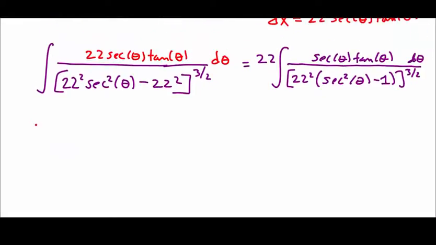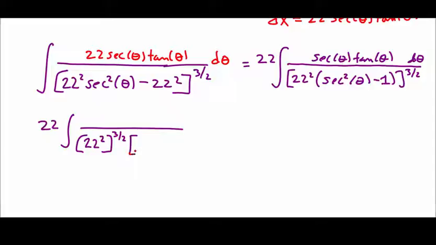Okay, simplifying. I have my 22 out front. Now this denominator, I have this 22 squared, and it's raised to the 3/2 power. And then I have the secant squared minus 1, which should feel kind of familiar. That's one of our Pythagorean identities rewritten. That's equal to tangent squared of theta, and that's to the 3/2 power. And in my numerator, I have secant theta, tangent theta, d theta.